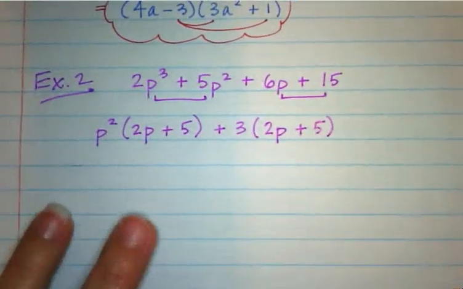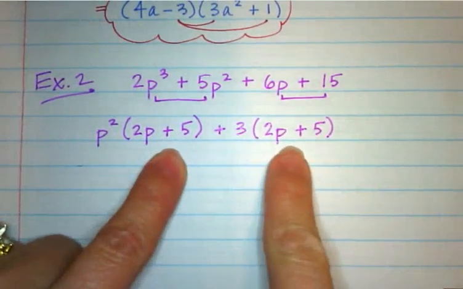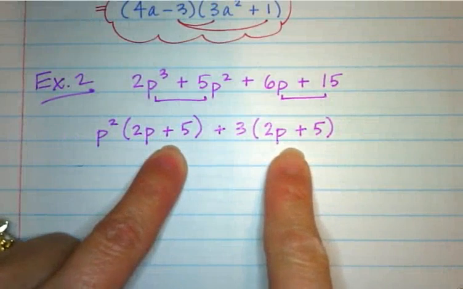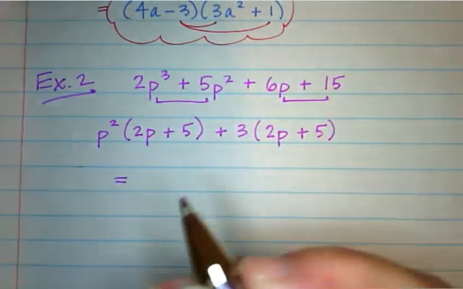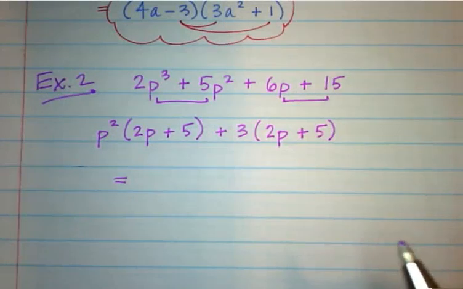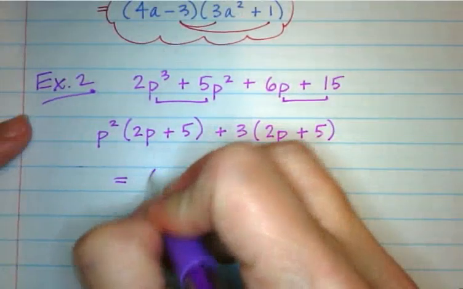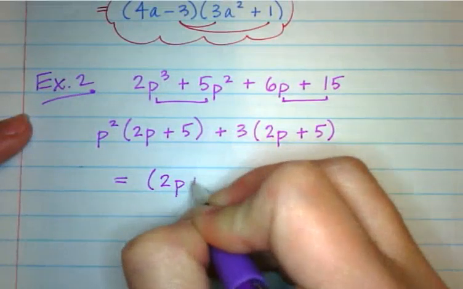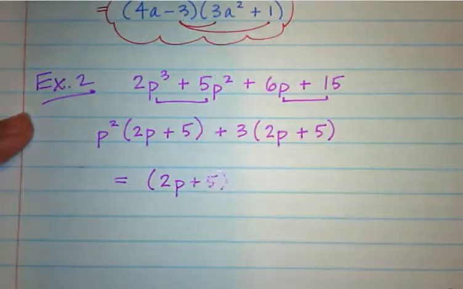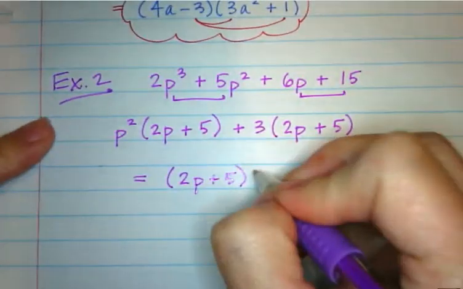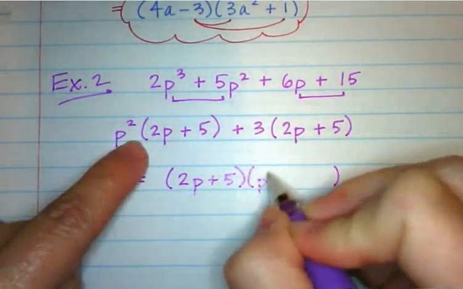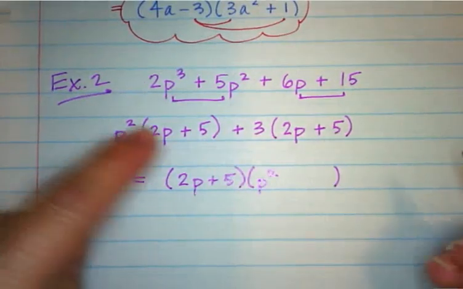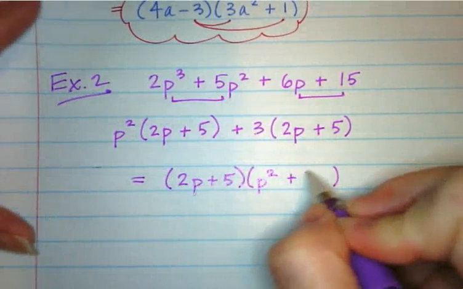So now when I look at my two groups, they both have the same numbers in the parentheses, and that is on purpose. It's not an accident. Sorry about that. So one of my parentheses is 2p plus 5 because they both had that. And now if I look at what's left over from the first group, a p squared is left over, and from the second group, a plus 3 is left over.